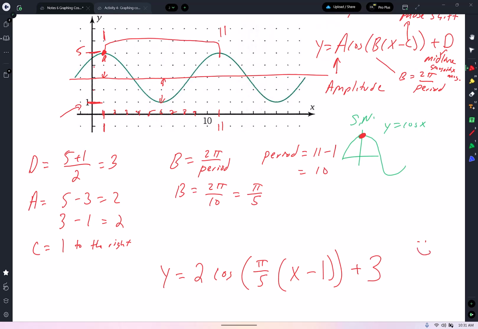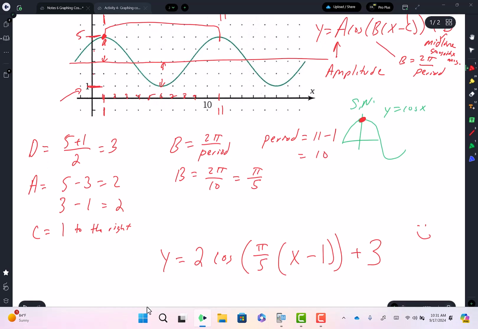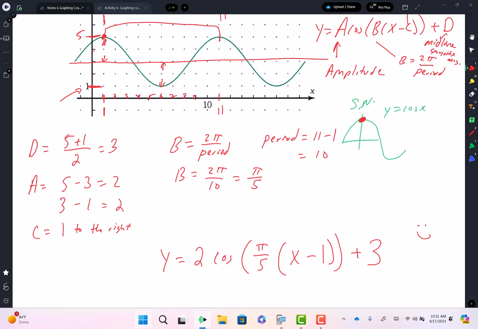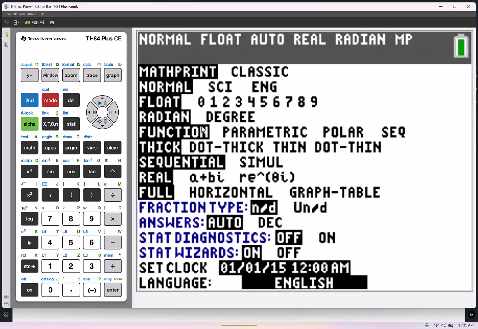What am I going to do next? I'm going to check it. That's the number one issue that you guys have had. Some of you guys could have had better scores on your assignment, but you didn't check. Check it with your calculator. So I'm going to make sure I'm in radian mode.